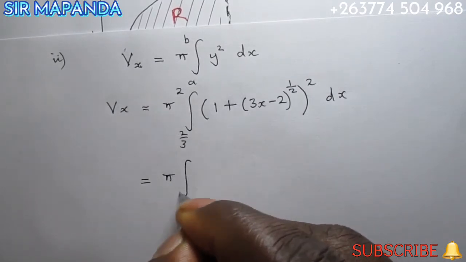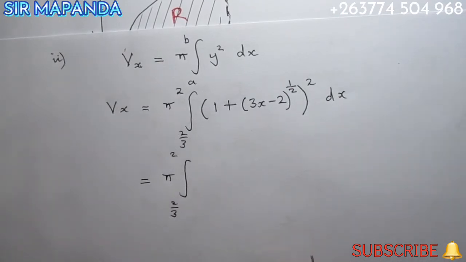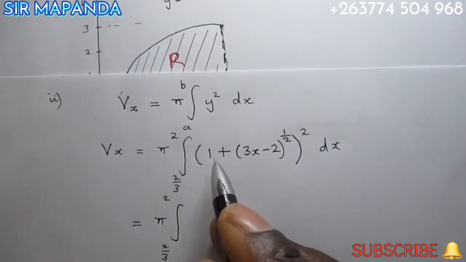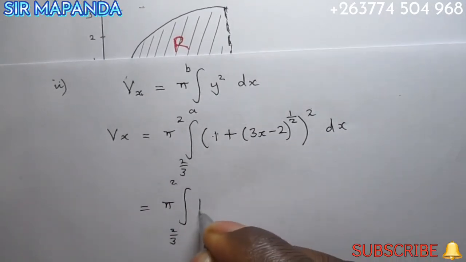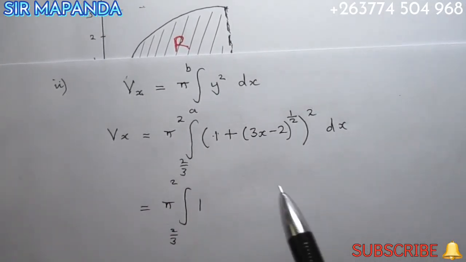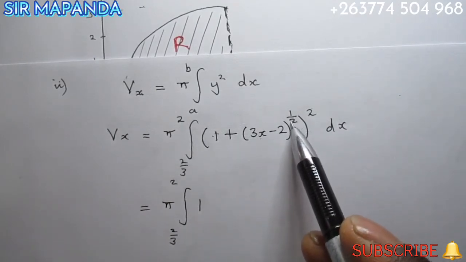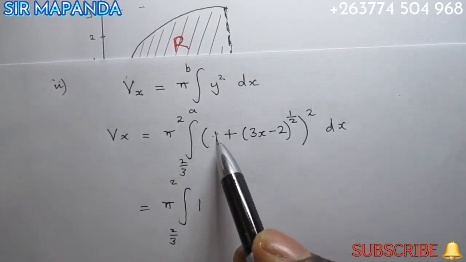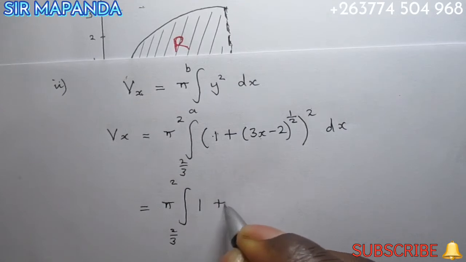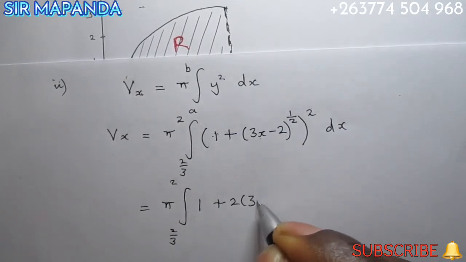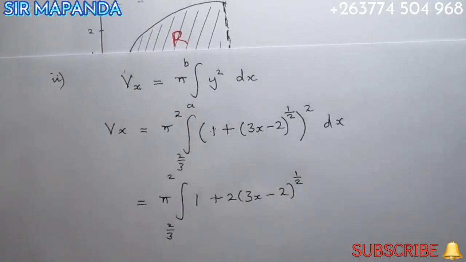directly, right? To expand any bracket with power 2, you start by squaring the first term by power 2. So 1 to the power of 2, you get 1. To find the middle term, you multiply this 1 with 3x minus 2 to the power of half and 2. So 1 times 3x minus 2 to the power of half times 2, it gives you 2, open bracket, 3x minus 2 to the power of half. I hope you are following.